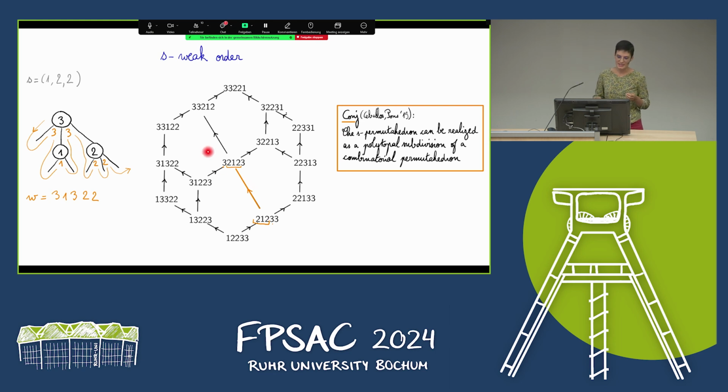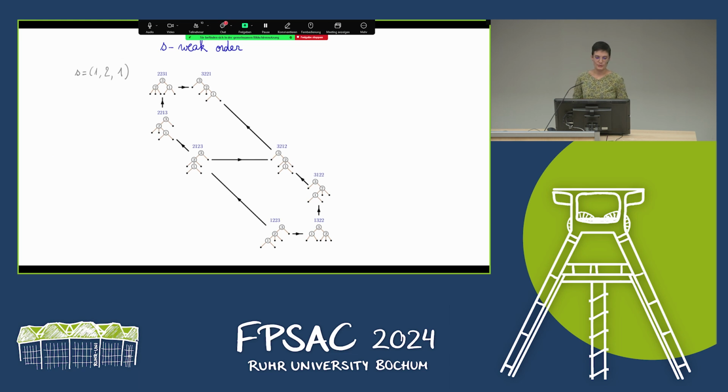And as you can see here, the Hasse diagram looks like a subdivision of a hexagon. And this was a Ceballos and Pons conjecture that for any S, the s-permutahedron can be realized as a polytopal subdivision of a combinatorial permutahedron. So they could provide realizations for dimension 2 and 3, but they could not go to higher dimensions. Also, another quick example where S is 1, 2, 1 because it will be my running example.